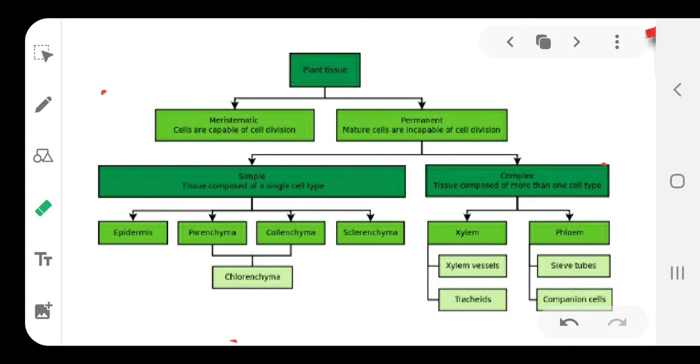Now, for the illustration of permanent tissue. Permanent tissue is further divided into two types: simple permanent tissue and complex permanent tissue. In simple permanent tissue, we again have subparts: epidermis, parenchyma, collenchyma and sclerenchyma. Parenchyma further has two subparts: chlorenchyma and aerenchyma.